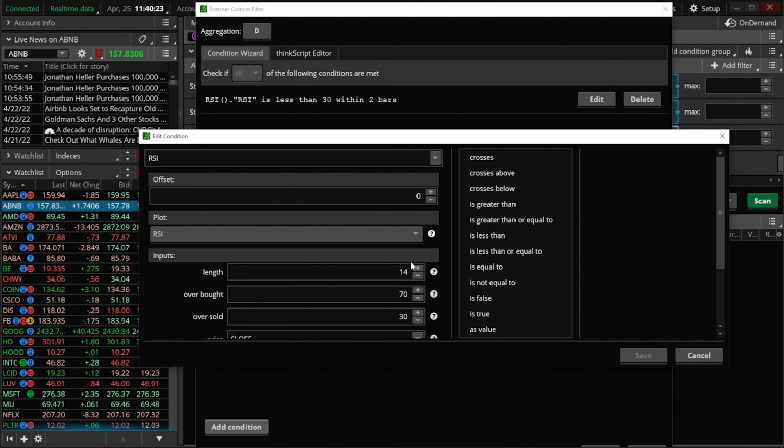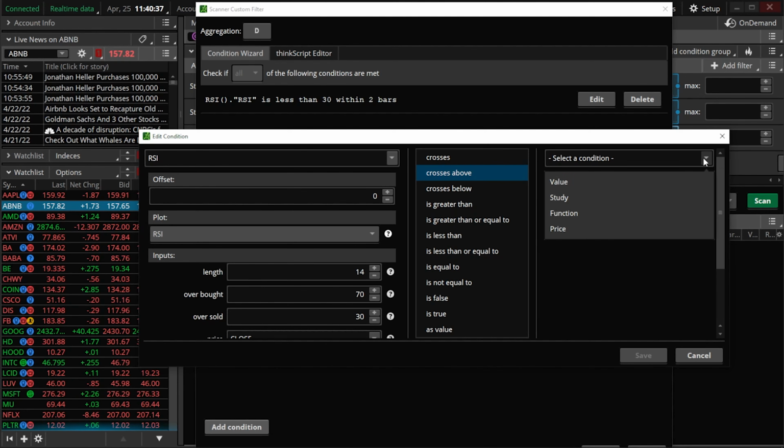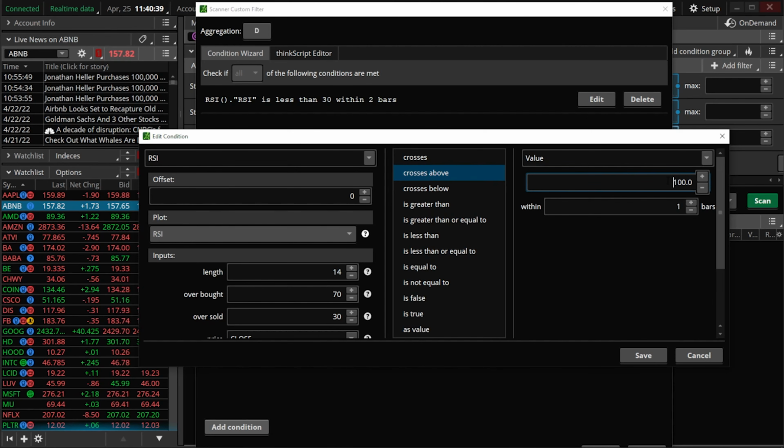I'm going to leave the parameters exactly the same, 14, 70, and 30. This time I'm going to come over here to the right and select crosses above. I'm then going to select the exact same condition, a value condition, and put 30 in here once again. This time I'm going to say within 1 bar. So essentially what I'm now saying is within the last 2 days it was oversold, but within the past day it's now crossed back above oversold territory. It's reached my buy criteria. So now that I'm happy with that, I'm just going to come down here and hit the save button.